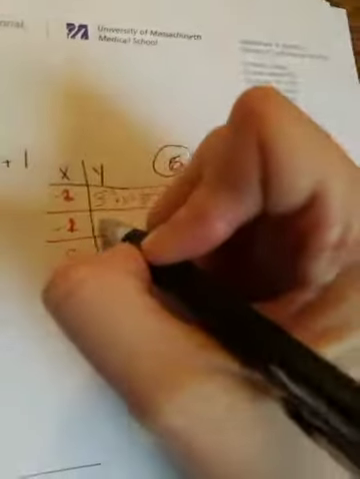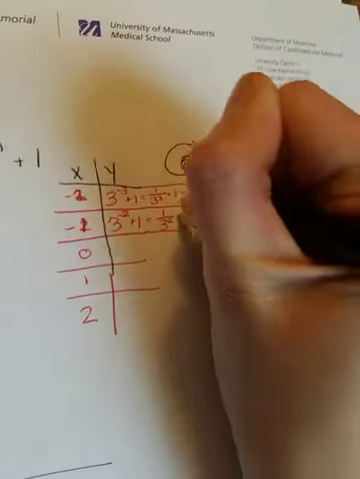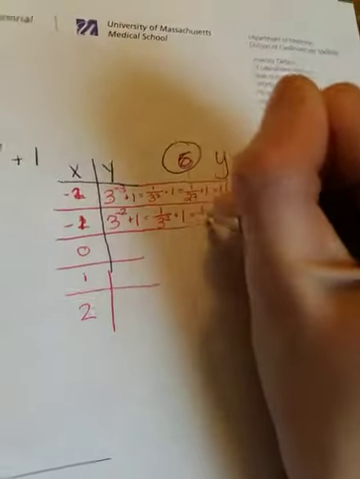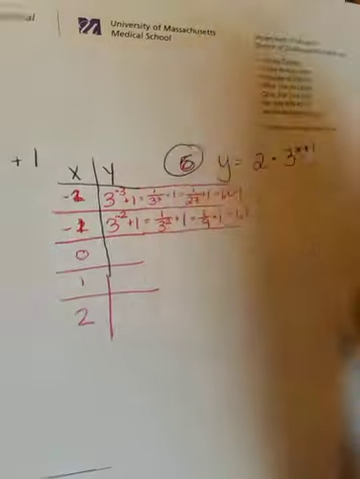-1. That's going to be, let's see, -1 minus 1 is -2. So that's 1/3 squared plus 1, which is 1/9 plus 1. You can use your calculator, and that's 1.1 repeating.